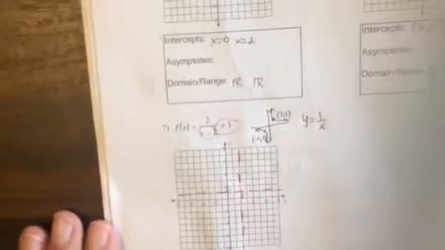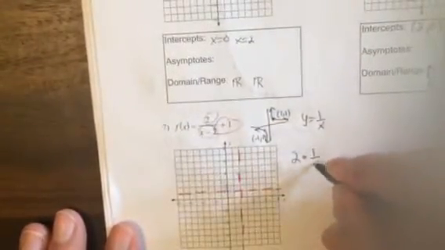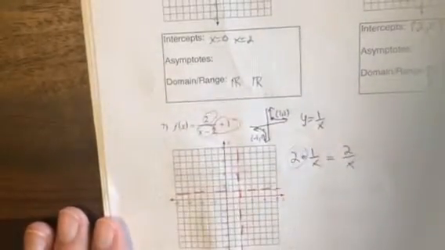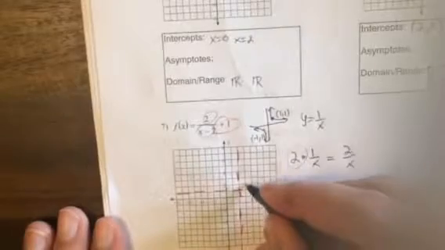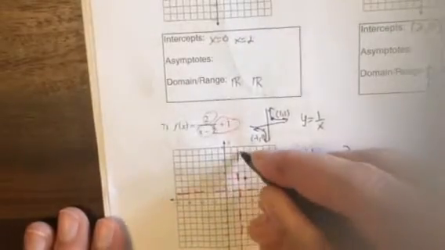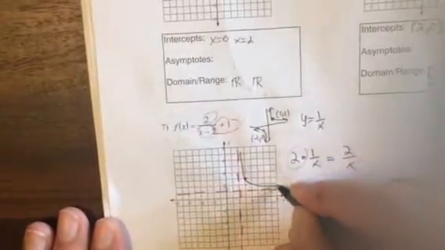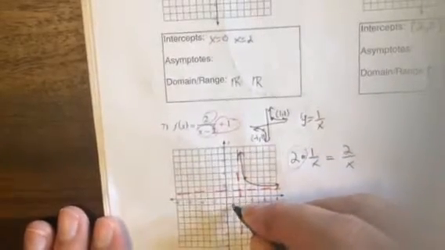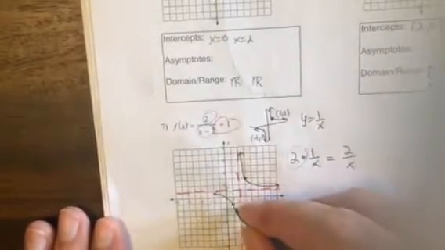And it got vertically stretched by a factor of 2 because this is the same as 2 times 1 over x. That's 2 over x. So it got vertically stretched by a factor of 2. So instead of being 1 up from here, it's 2 up. And instead of being 1 down from here, it's 2 down. It got vertically stretched. And so we get a graph that looks like this.